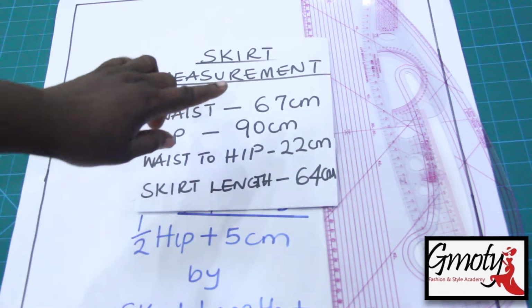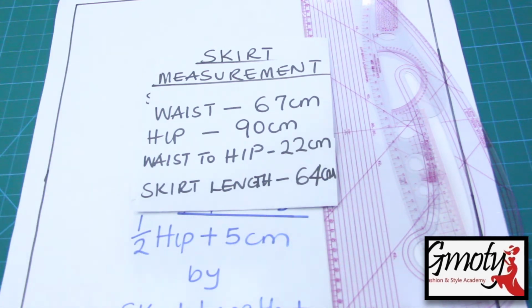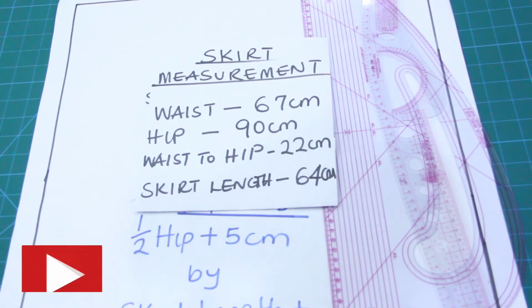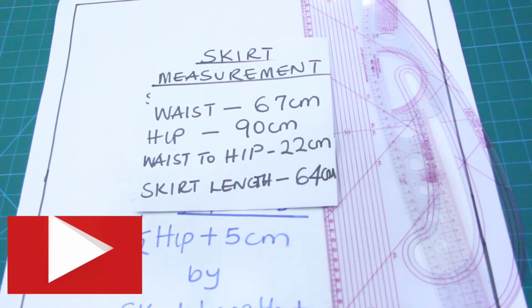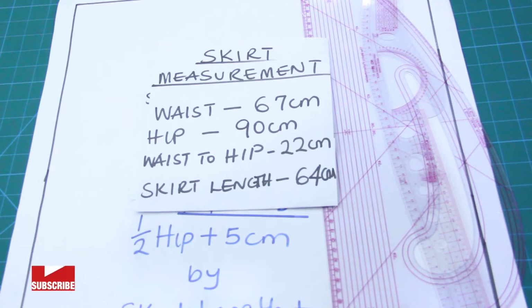First, the waist is going to be 67 cm. The hip is 90 cm. Then the waist to hip measurements, we're going to be using 22 cm. Skirt length will be 64. So if you're finding it difficult to get your measurements, you might want to go back and check our video on how to take accurate body measurements. All right, let's go straight into today's class.